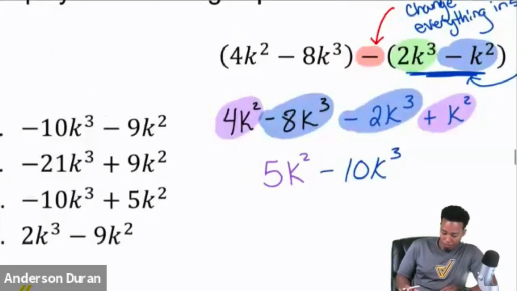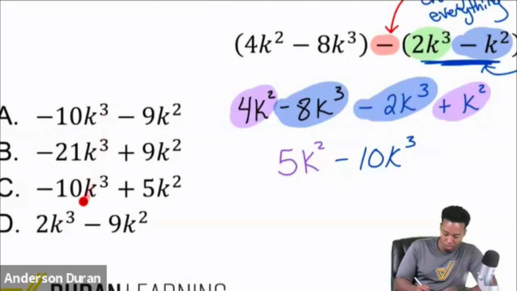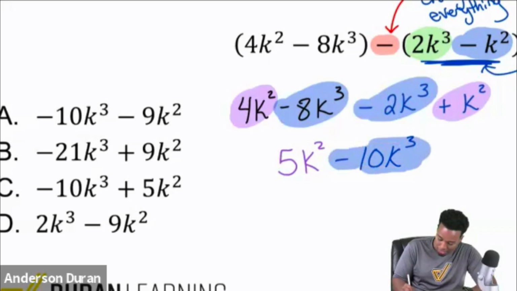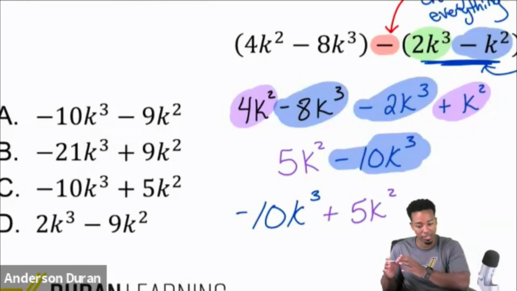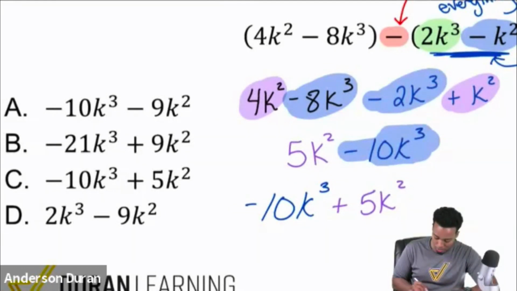Now that we're here, let's take a look at the answers. Notice how all of the answers here start with the cubes first, then the squares. Hey, easy does it. All you got to do is bring them around and bring the signs. So I'm going to bring the negative 10k cubed up around, and that positive 5k squared right here. Again, there's no sign on it, so it will be a positive. When it's just a number there, it is a positive. And that's what makes the correct answer C.